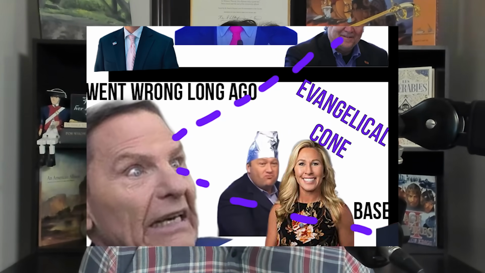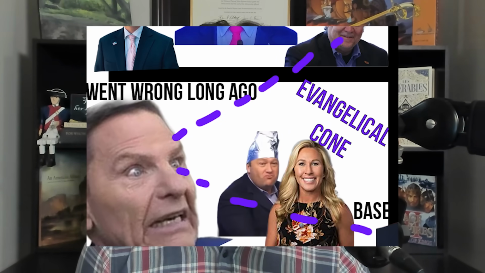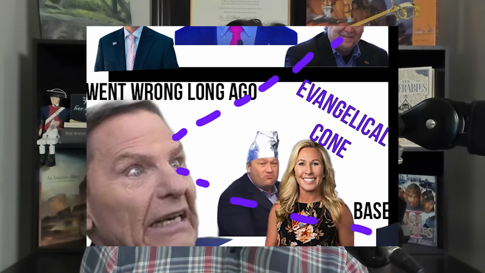The last quadrant on this chart is people who are influential with the base and believe that things went wrong a long time ago. The first group on this chart is the conspiracy right, represented here by Marjorie Taylor Greene and Alex Jones.